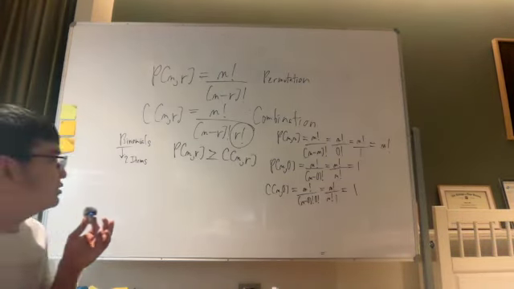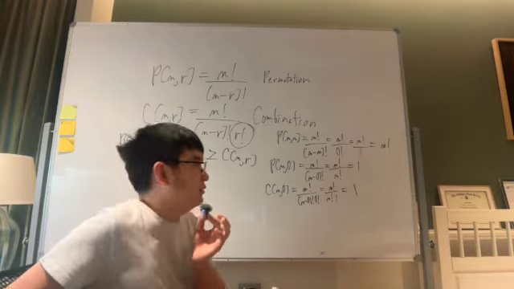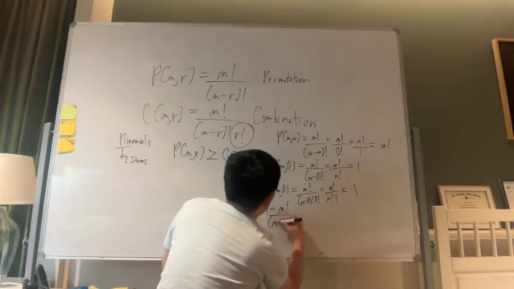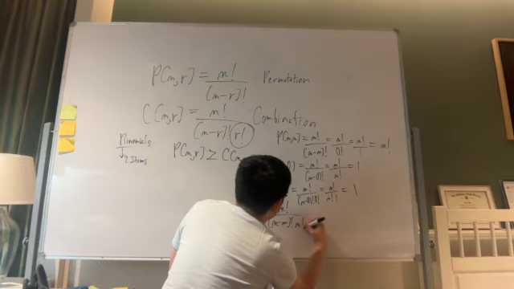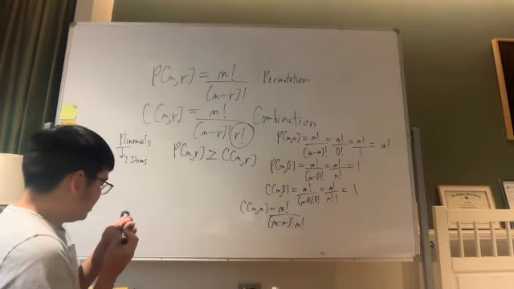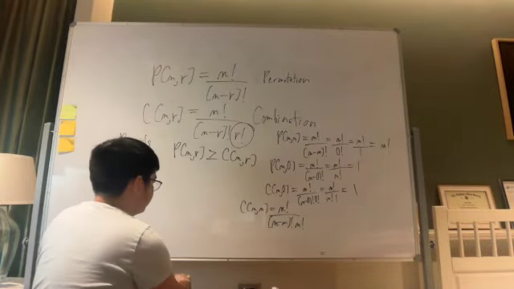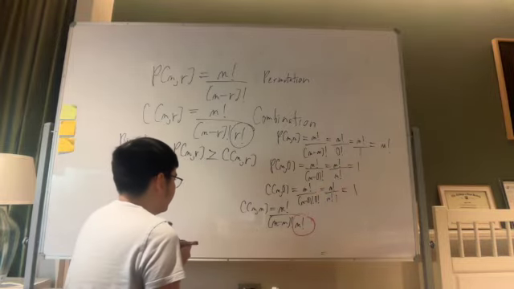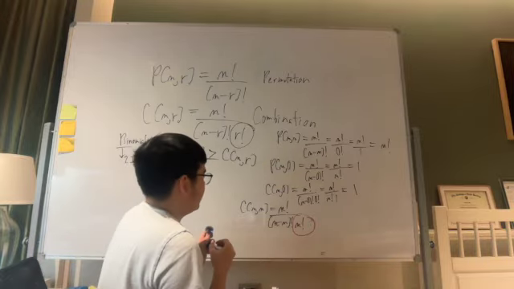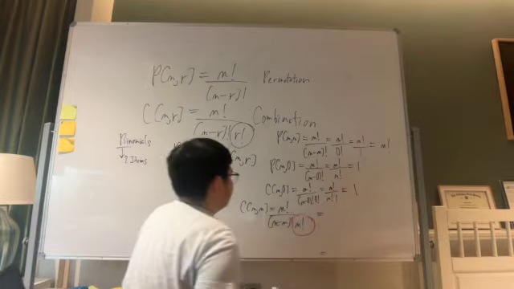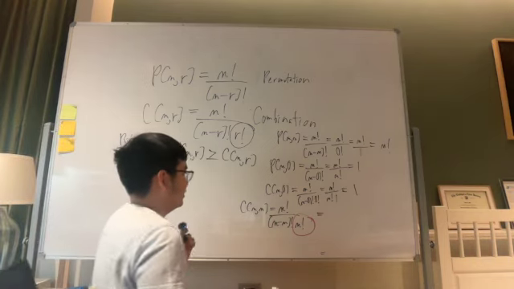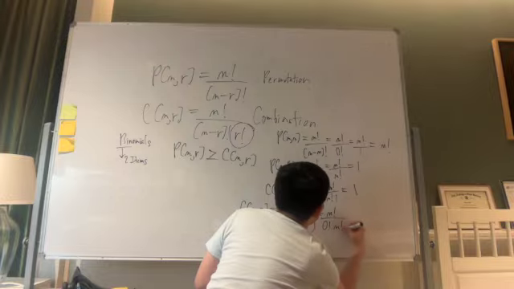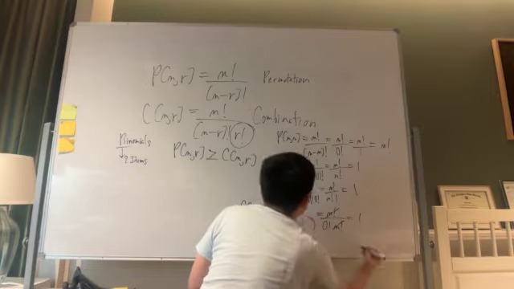Now, let us take a look at C of n comma n. This is going to be n factorial over n minus n factorial over n factorial. And now let me highlight this in color for importance here. This might give us the answer of 1 in the end, which might seem a bit unintuitive at first. So by the algebra, we just get 1 here.